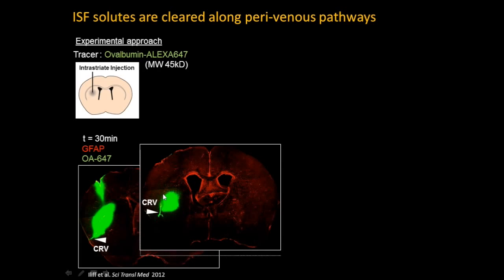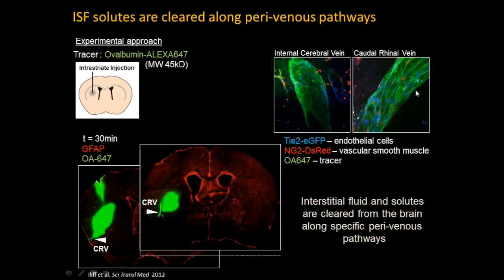And then when the interstitial fluid gained access to particularly large caliber draining veins, here the caudal rhinal vein, but we also saw it along the internal cerebral vein, it would jump out of the brain interstitium. Here you can see it moving very quickly outward to the brain surface along these large caliber veins. We saw this again and again, both laterally and ventrally here, and medially along the internal cerebral veins. So there are very particular pathways by which interstitial fluid left the brain, and it seemed to be focused on these large caliber draining veins.